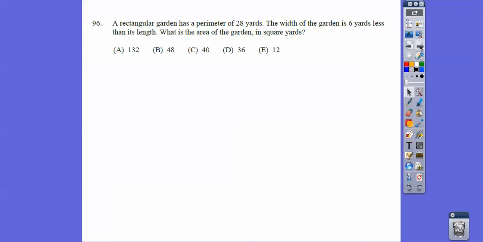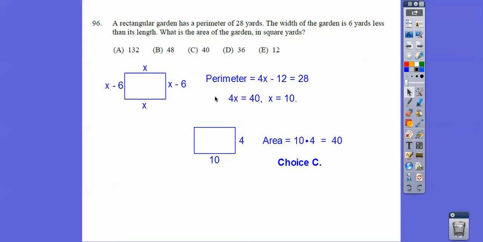So a rectangular garden has a perimeter of 28 yards. The width of the garden is 6 less than the length. So there it is. So the length is x, the width is x minus 6. So add up the four sides. And it says the perimeter is 28. So we're going to go ahead and add 12. We get 40. X is 10.